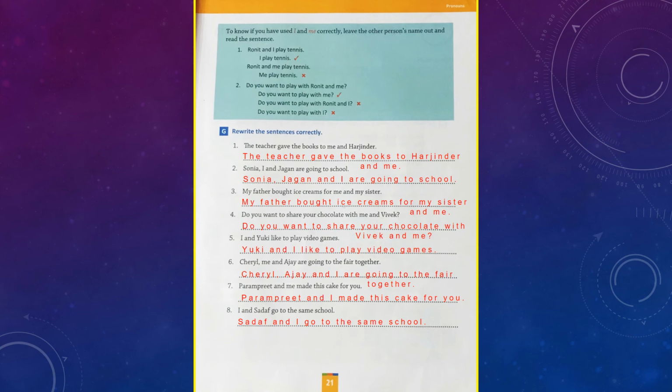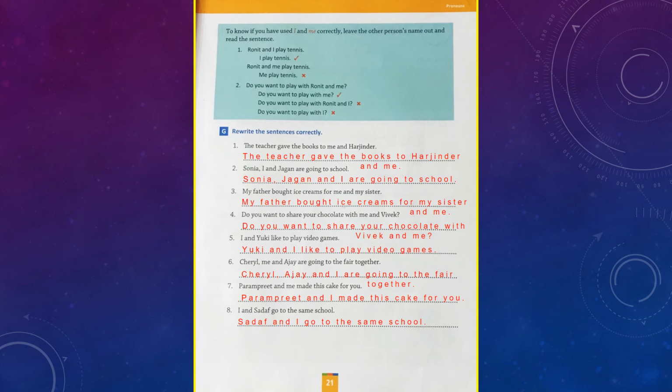Okay, so we were there in I and me. Now in English language, whenever you are speaking about yourself and one more person, and when you're talking about both of you, the general rule says that you talk about the other person first and then you talk about yourself, which means that to know if you have used I or the word me correctly in a sentence, leave the other person's name out and read the sentence. So they have given us an example.